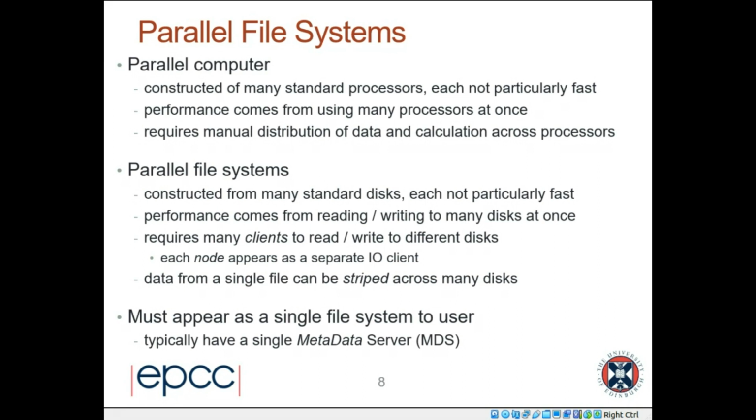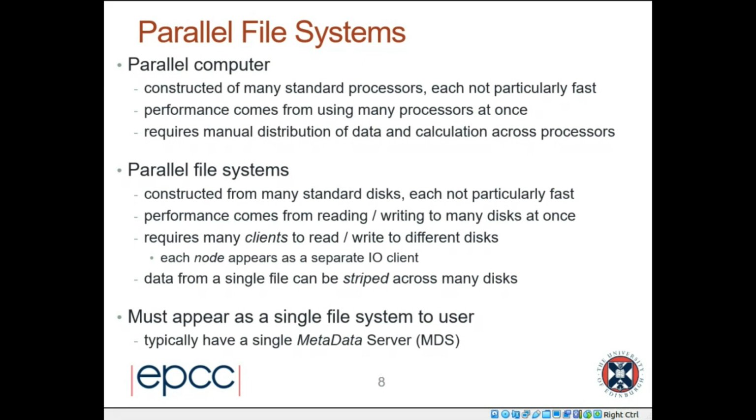And the same is true of parallel file systems. They're constructed from many disks, each not particularly fast, and the performance comes from reading and writing to many disks at once. And that requires the way the parallel file system sees lots of clients. A parallel file system is really a distributed file system. It sees lots of clients, and for a parallel computer, each client is a separate node. So each node of your computer, running its own operating system, appears as a separate I/O client.